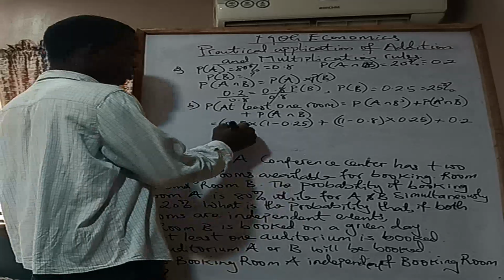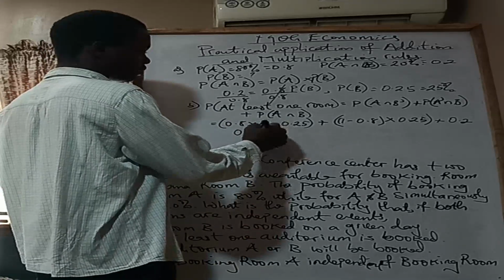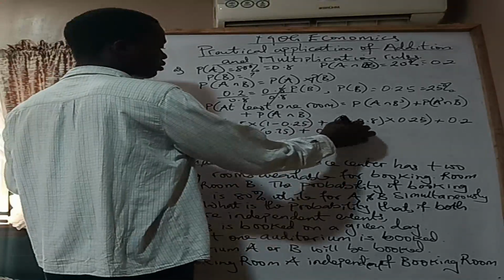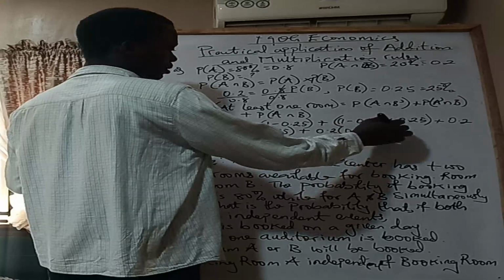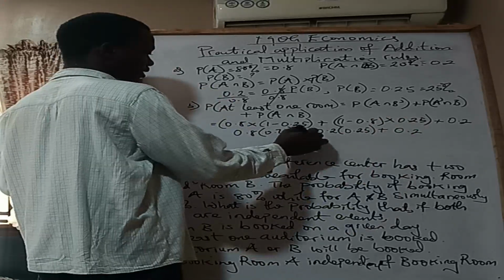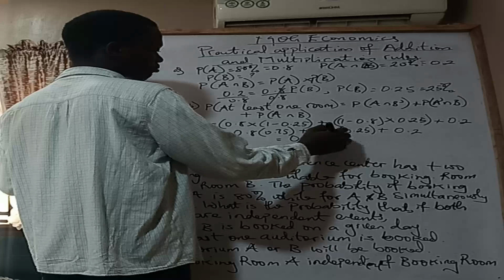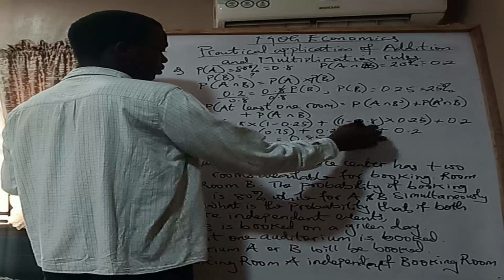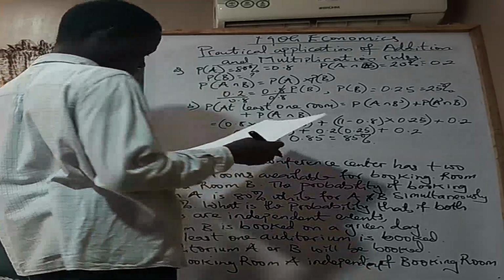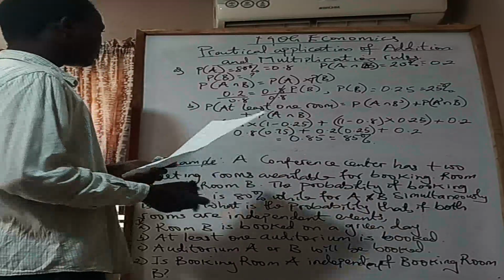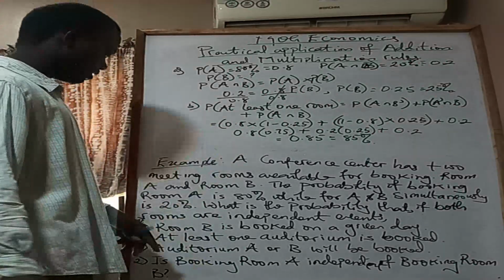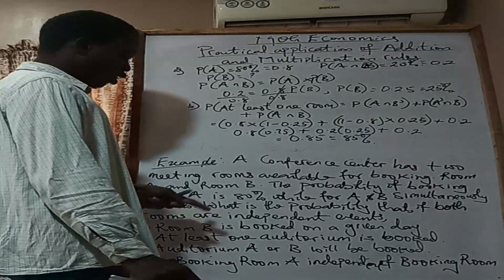I hope it's clear. So we have 0.8 multiplied by 0.75, plus 0.2 multiplied by 0.25, plus 0.2. When you're done, this is supposed to give you 0.85, which is also equal to 85%. You can just use your calculator to cross check. Alright, so that's it, 0.85. Sorry.